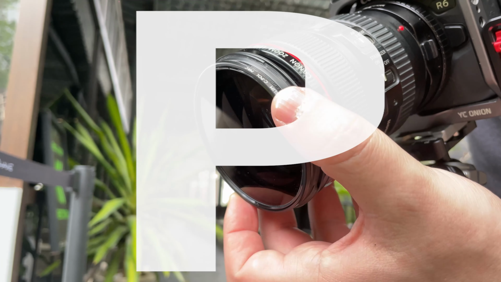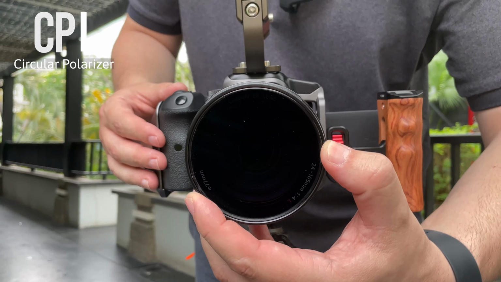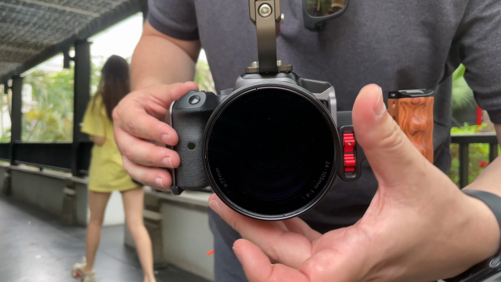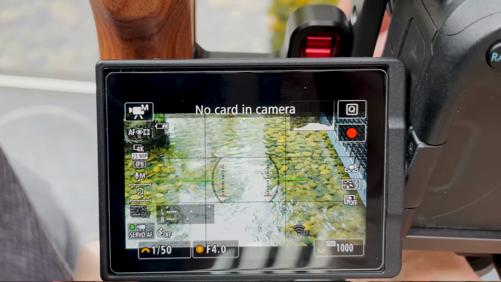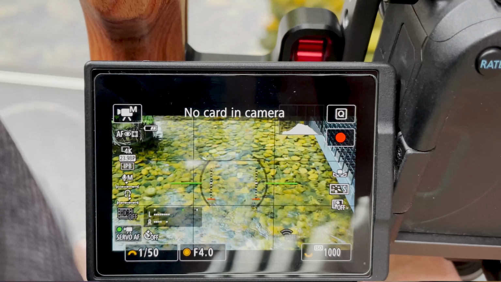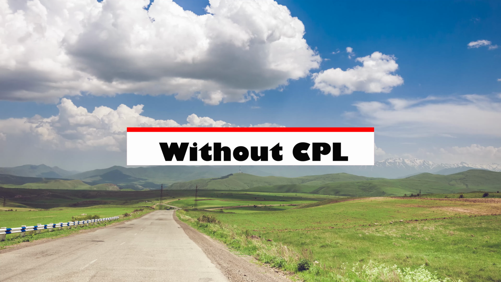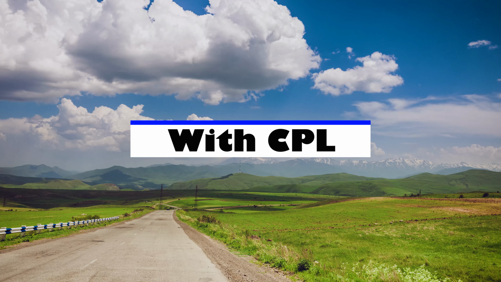Our next filters are CPL, that stands for circular polarizer. Now, these filters are great for reducing glare or light reflections off water or windows, and they can also improve the contrast in your image for landscape, making those blues in the sky a lot bluer.